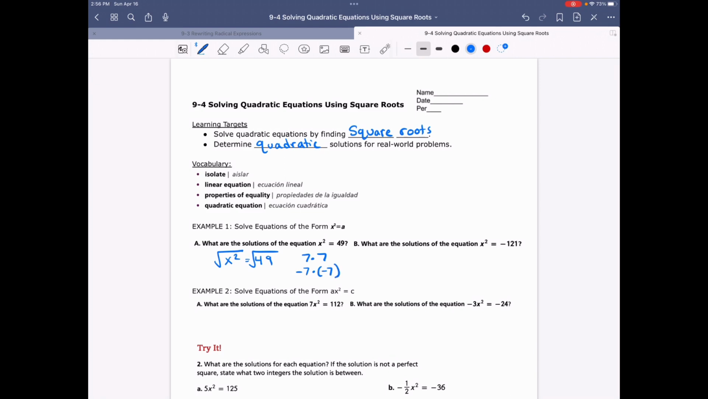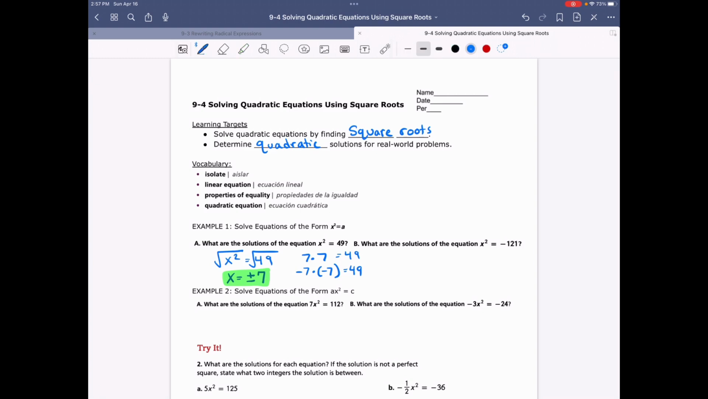So when we take the square root of x and the square root of the other side, 49, because these both equal 49, we have to say that the solution can be either positive 7 or negative 7. And this is how we write this: x equals plus or minus 7. And that is our solution. Okay, pretty easy.